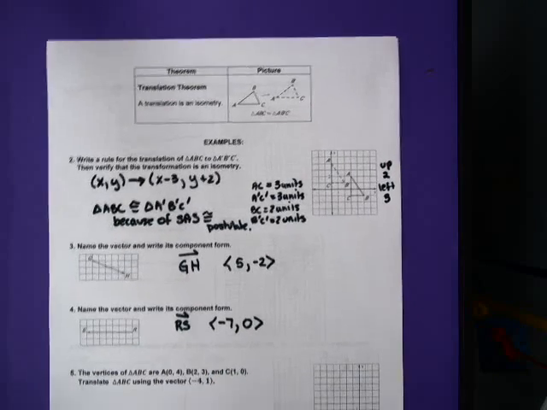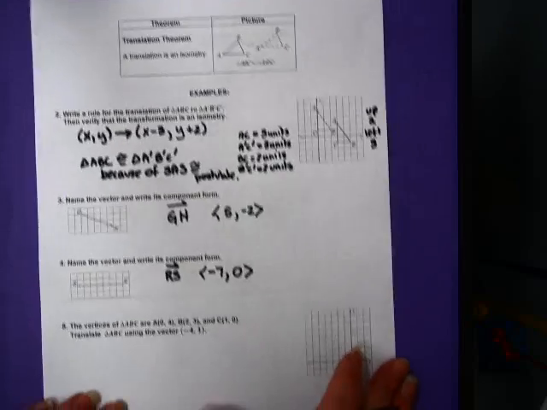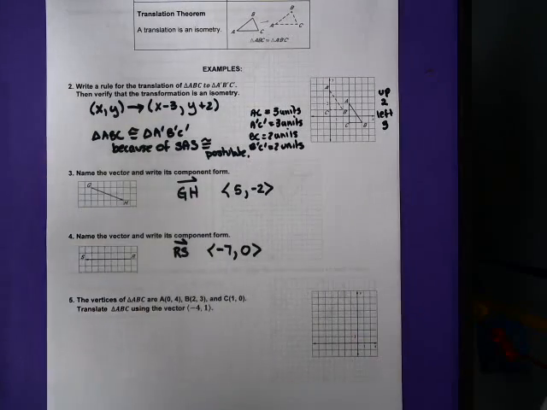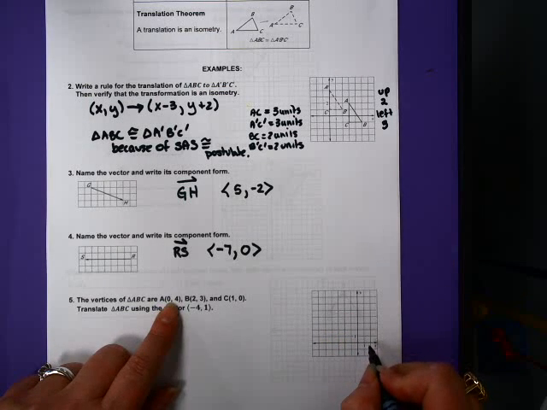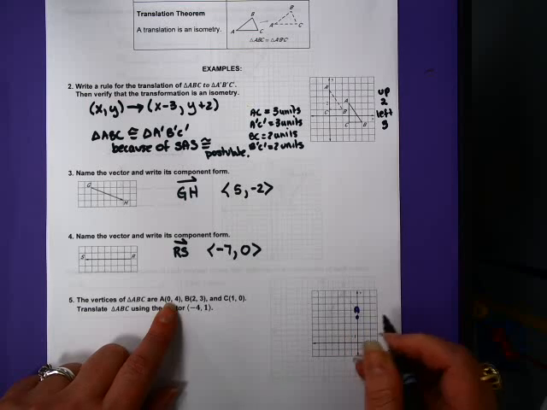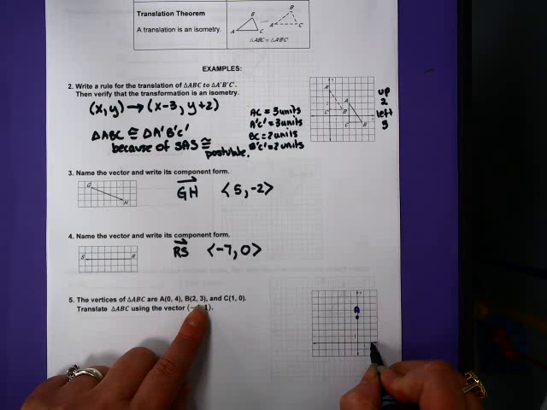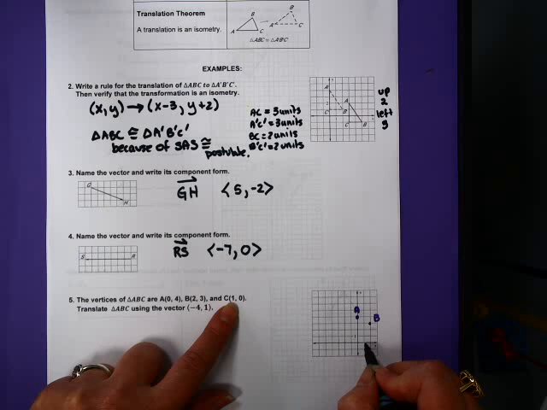And finally, we have the vertices of ABC listed here. Translate this using this vector. Okay, well, I'm going to first graph my triangle. That's going to be (0, 4). So do not move right or left. Up 4, 1, 2, 3, 4. There's my A. B is at (2, 3). Okay, so there's B. And C is at (1, 0).